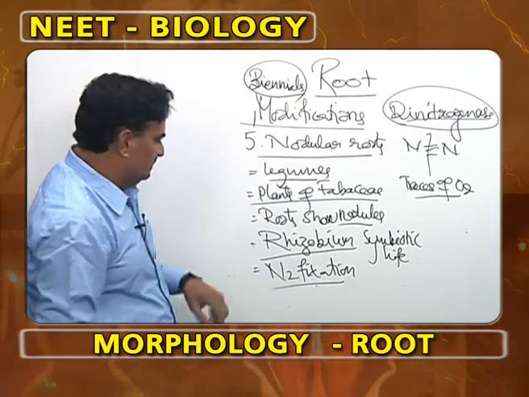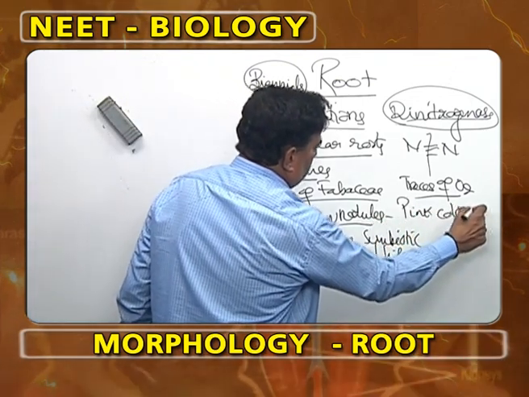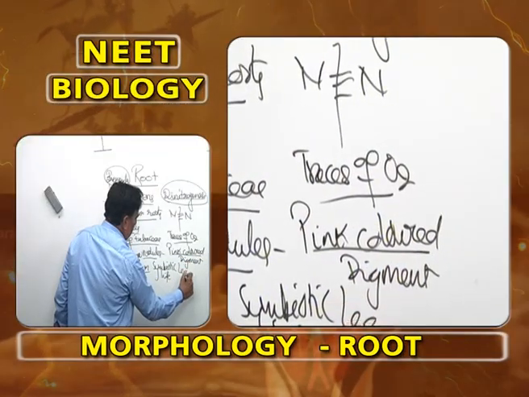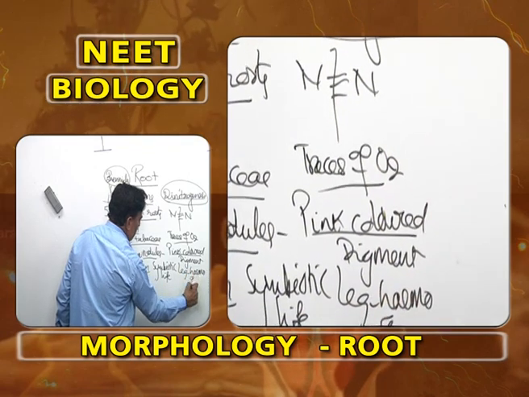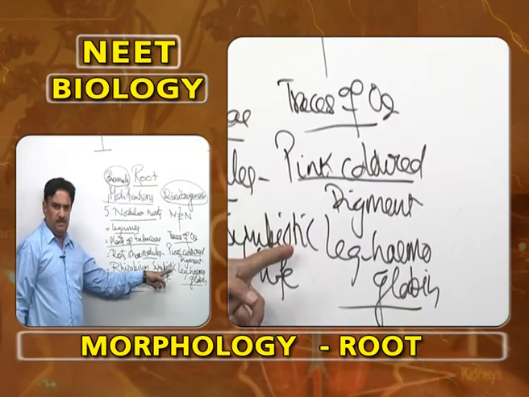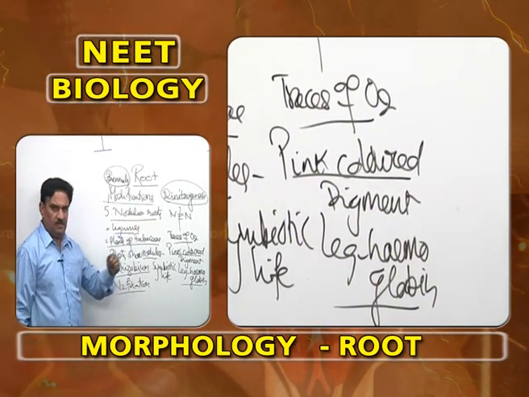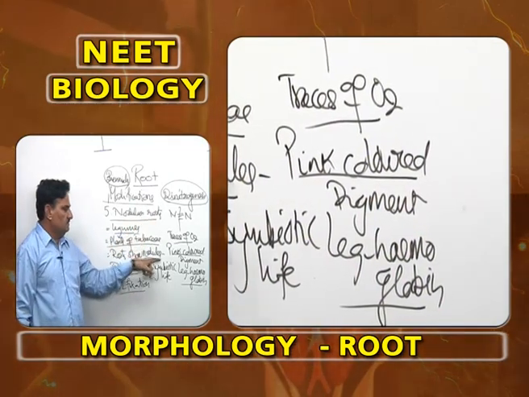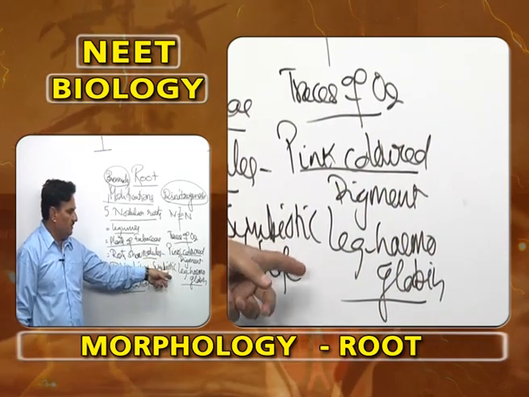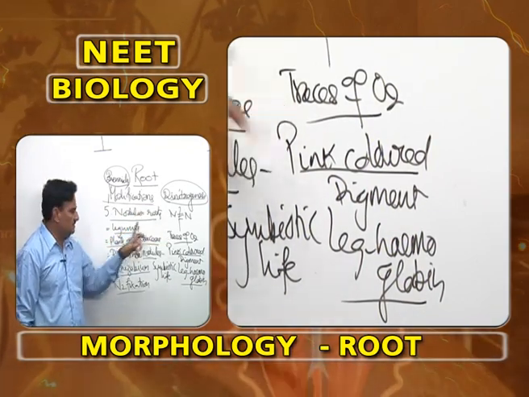That danger is avoided by a special pink colored pigment present in the root nodules called leghemoglobin. There is a special pink colored pigment called leghemoglobin which keeps the dinitrogenase from getting exposed to oxygen. This is a very important aspect. The special pink colored pigment, like hemoglobin, protects the dinitrogenase from the toxic effect of oxygen.